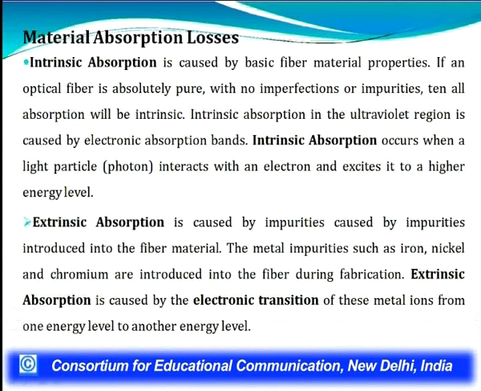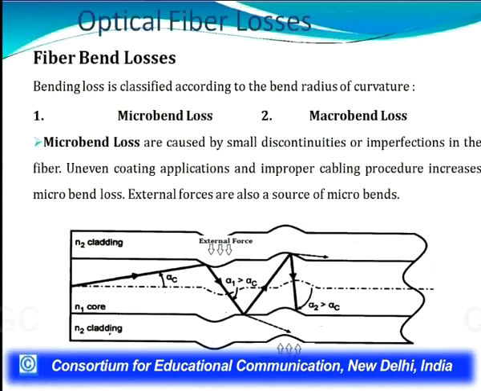The extrinsic absorption is caused by the electronic transition of these metal ions from one energy level to another energy level. Here we see the interaction of the electron, which is excited to a higher energy level. It takes place from one energy level to another energy level, and that is the extrinsic absorption.